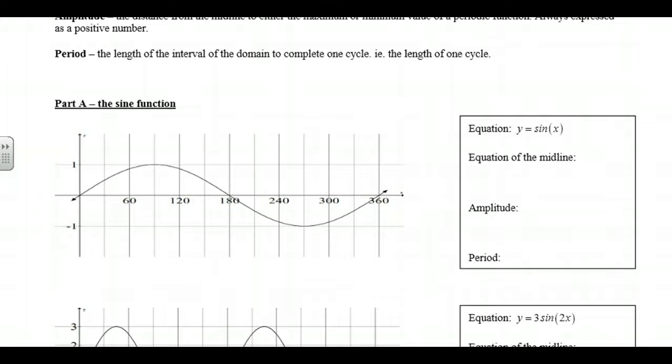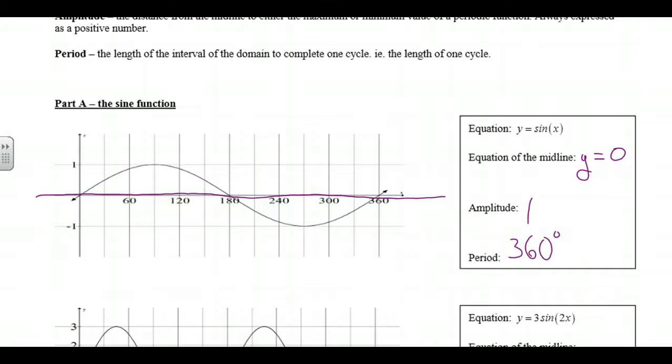So here's the basic sine function. It basically starts at the midline. Here's the midline here, right? So what's the equation of the midline? Y equals 0. What is the amplitude? What's the distance from the midline to the maximum? 1. What is the period? How long does it take to do one complete cycle? 360. Okay, in this case, degrees.